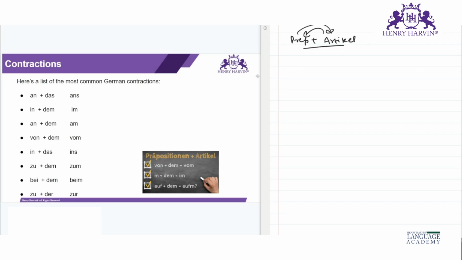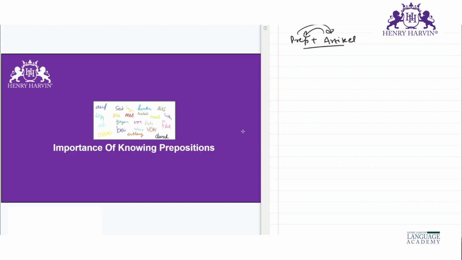You can save this list for the future, as in this one we are just talking about the prepositions of places. The rest of them you can slowly get. So an plus das is ans, in dem is im, an dem is am, von dem you can connect as vom, in das is ins, zu dem is zum, bei dem is beim, and zu der is zur. All these das, dem, der mean the. So you can easily connect it with the preposition.